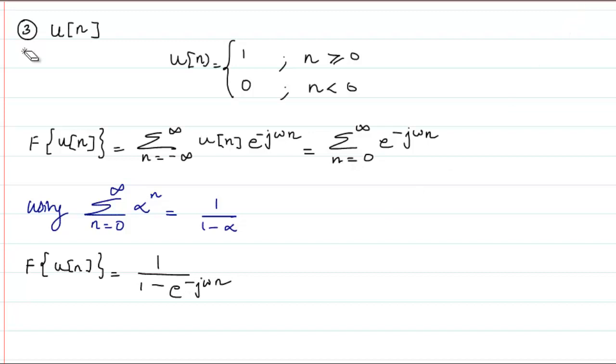Not n, e raised to power minus j omega. The n is gone. So e raised to power minus j omega n. So from this I can directly say, therefore, u of n, the DTFT is going to be equal to 1 divided by 1 minus e raised to power minus j omega. Okay.